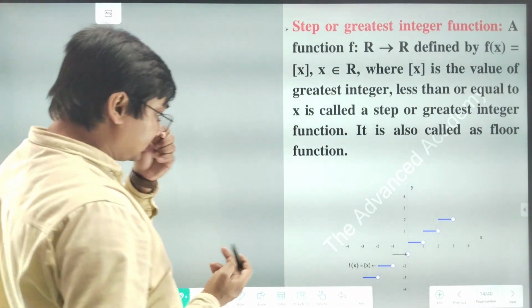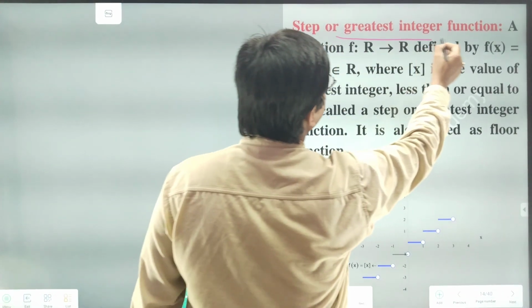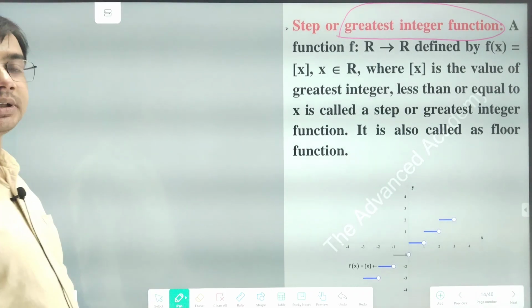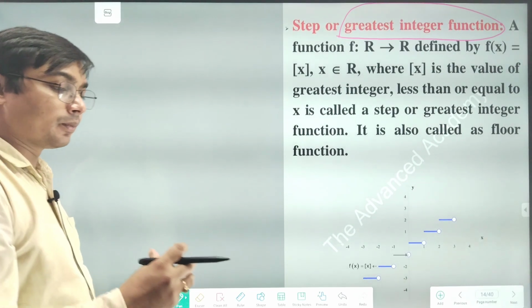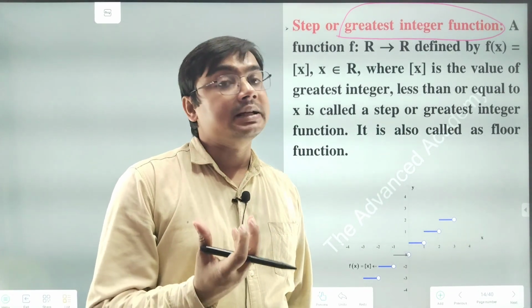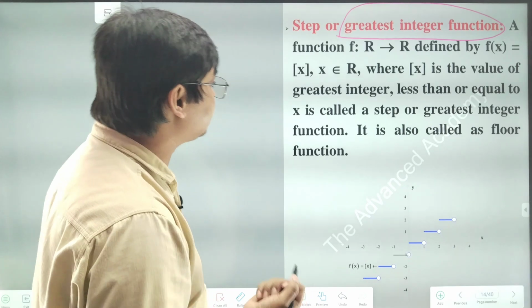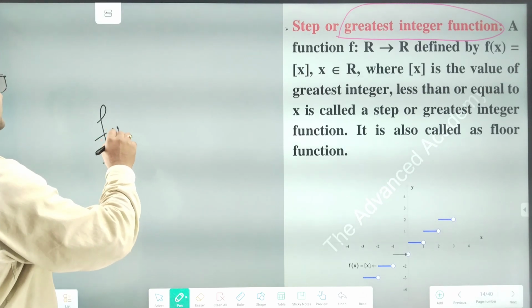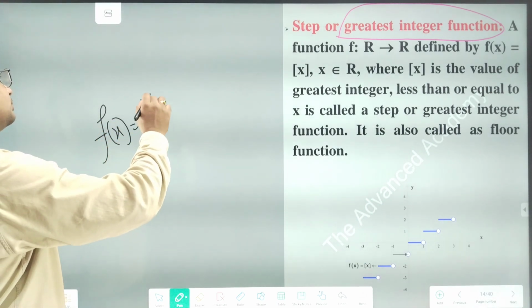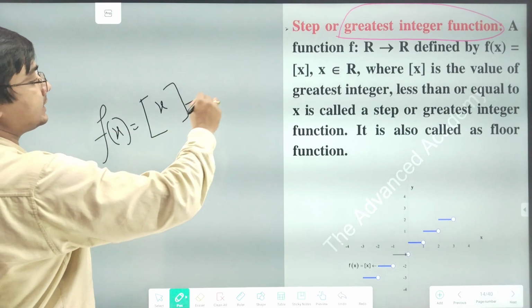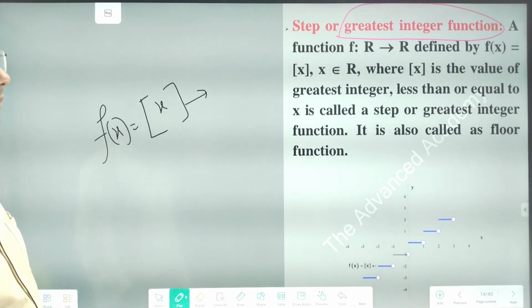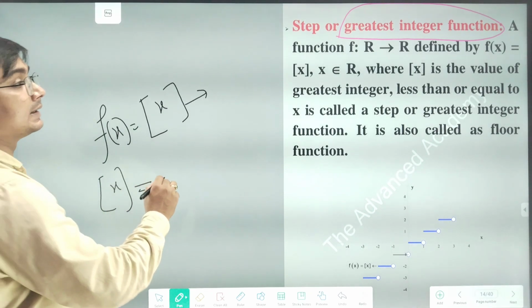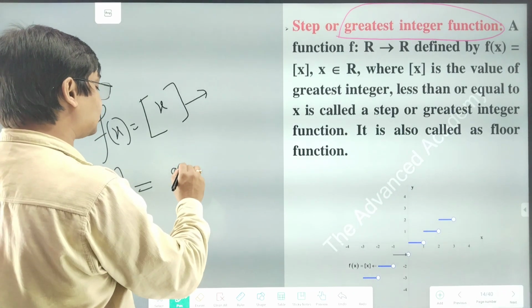Now you see another special kind of function, which is called the greatest integer function, that means a function which provides us the greatest integer value. We generally write it as f of x is equal to the greatest integer of x. This is called the greatest integer value. It gives the greatest integer.